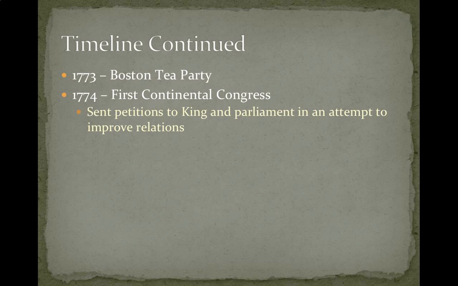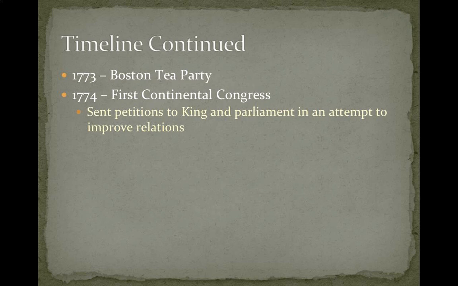The next thing on our timeline, a few years later, we have the Boston Tea Party. England taxes tea, and I don't want to go into the details of that because it gets a little confusing, but what I want you to know is that the colonists are upset once again. And so you have a group of patriots who dress up as Indians, they board the ships, and they toss the tea into Boston Harbor.